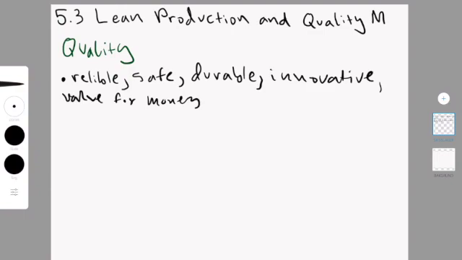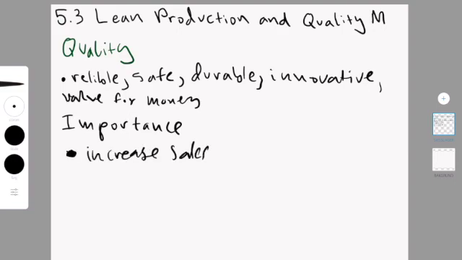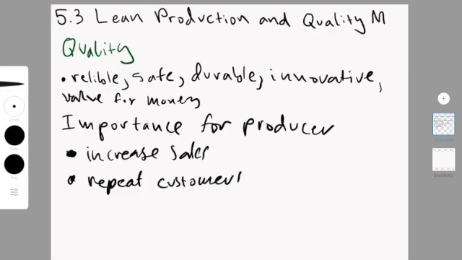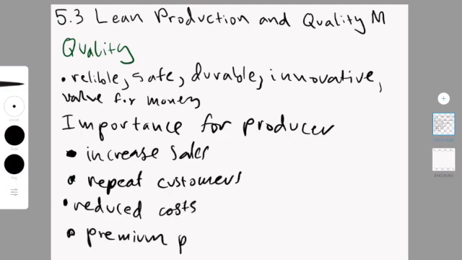So what is the importance of quality for a producer? So if your product is perceived as having quality, and it doesn't always have to be the case. Honestly, as long as you are perceived as having quality, then everything is good. So you increase sales, you can have more loyal customers. They'll come back and they'll buy the same thing again and again. There are reduced costs. And you can use premium pricing because your customers do want products that are of quality.